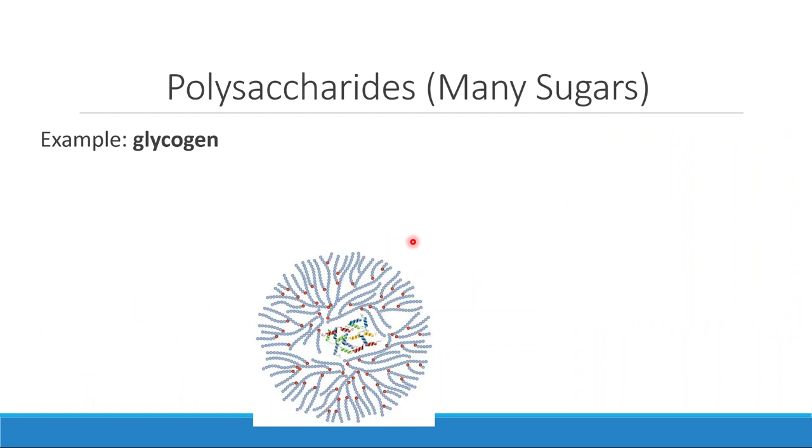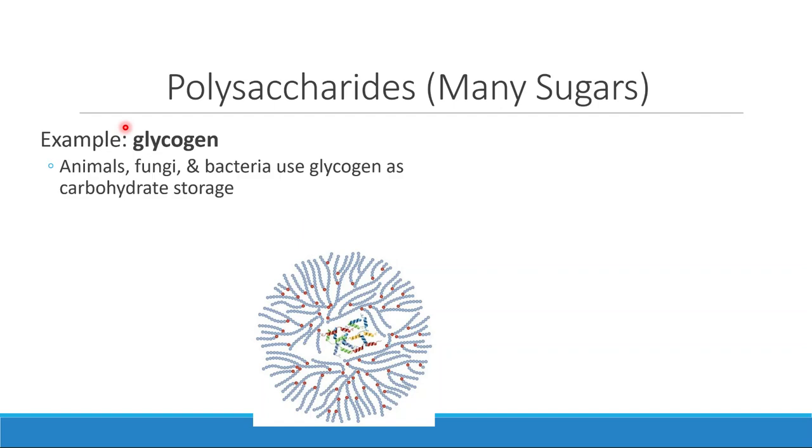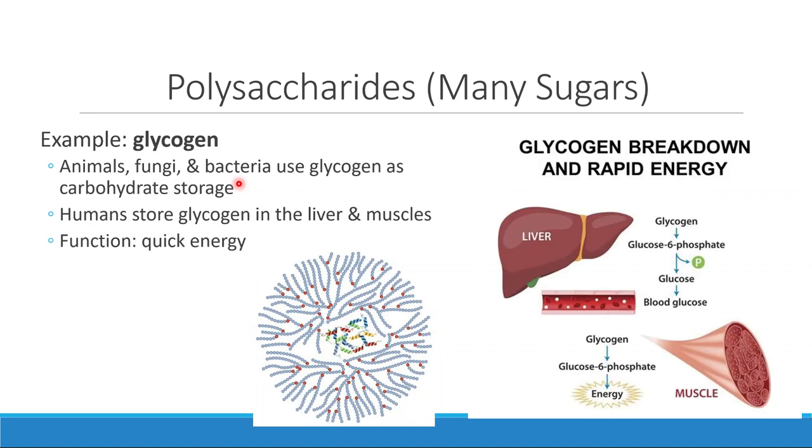The final polysaccharide that I want to mention for you is called glycogen. And glycogen is probably the most common polysaccharide when we're thinking about who uses it. So animals like humans, as well as the fungi, as well as bacteria, all use glycogen as a way to store their glucose. So we store glycogen in our liver and in our muscle tissue. And the function of it in those places is to provide a relatively quickly accessible stored energy.